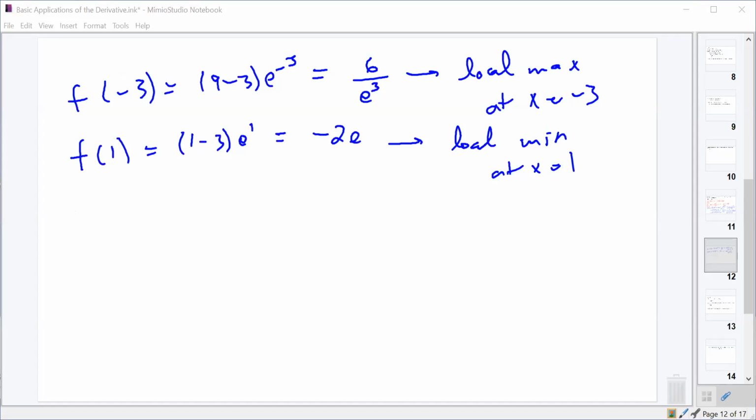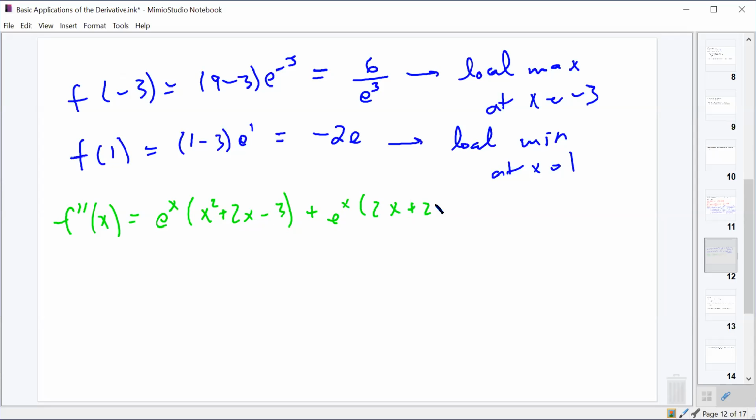All right, and then lastly, we do concavity and points of inflection. So we'll need a second derivative, f double prime of x. If we're taking the derivative of e to the x times x squared plus 2x minus 3, we'll again use the product rule. It'll become e to the x times x squared plus 2x minus 3 plus e to the x times 2x plus 2. And when you factor out the e to the x, you get e to the x times x squared plus 4x minus 1. Everybody good with that second derivative?